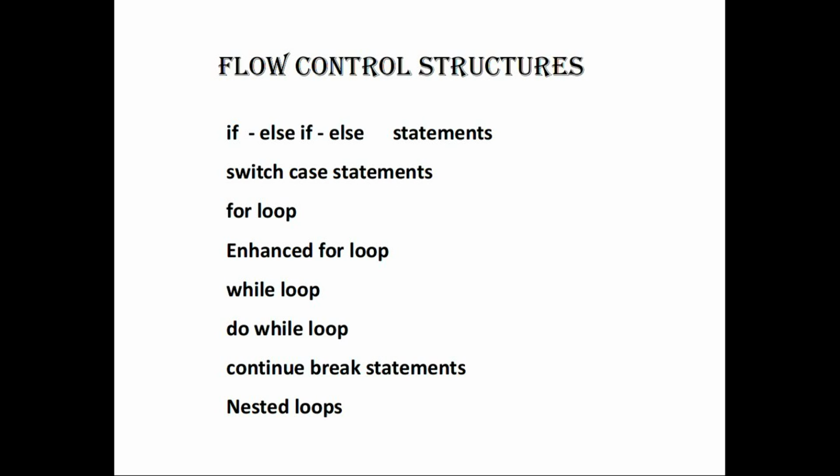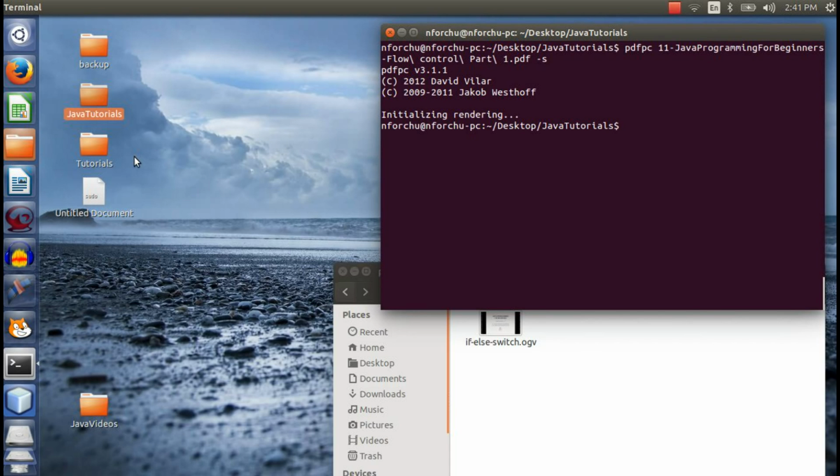First, on the screen here, I have those structures listed. You have the if, the else if, and the else statements. You have the switch case statements. You have the for loop. You have the enhanced for loop, which was introduced as of Java 5. You have the while loop. You have the do while loop. You have the continue and break statements that will actually give you more power. And then you have nested loops, like loops inside loops. So we are going to go through all of these one after the other.